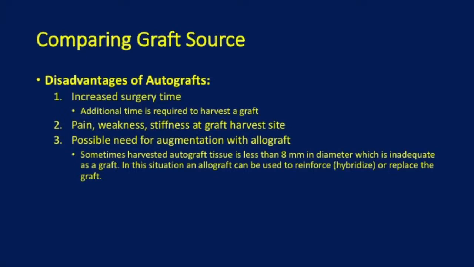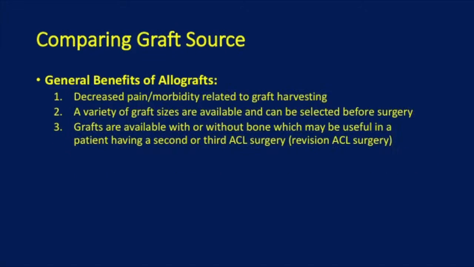There are also disadvantages to autografts. There's increased surgery time, there is pain, weakness, and stiffness at the graft harvest site, and there's a possible need for augmentation with an allograft. Sometimes the harvested autograft tissue is less than 8 millimeters in diameter, which is inadequate as a graft. In this situation, an allograft can be used to reinforce or hybridize the graft or replace the graft.